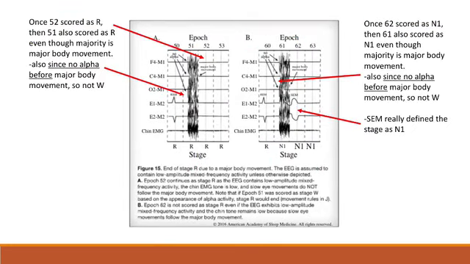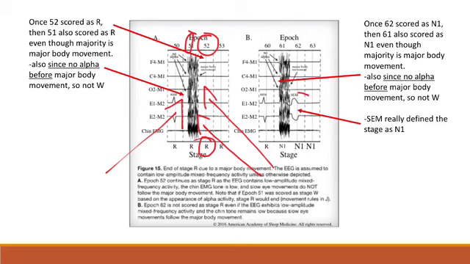Now, once 52 here, we're talking about major body movement. Once 52 here is scored as R, then also 51 can be scored as R based off the majority rule. What's important to understand here is that number one, there's no alpha that happened before the major body movements, and there's no alpha after the major body movements, nor are there any slow eye movements after the major body movements. So that's why the major body movement occurs, and then we can continue to call it stage R.